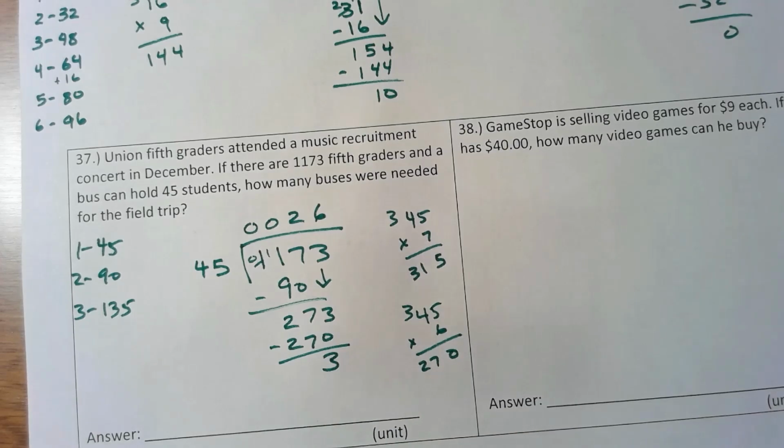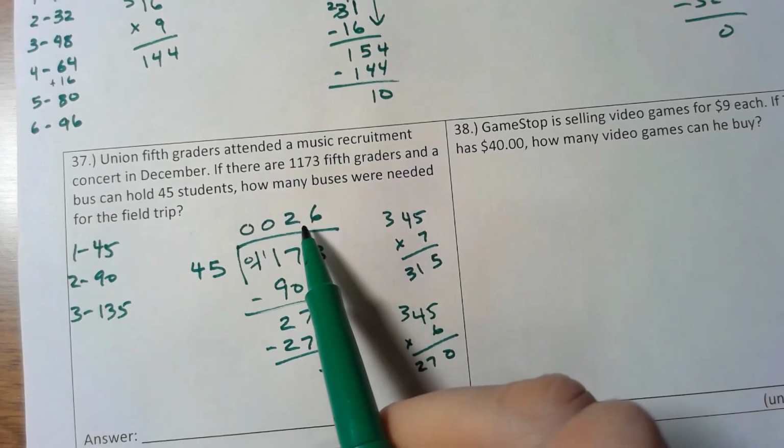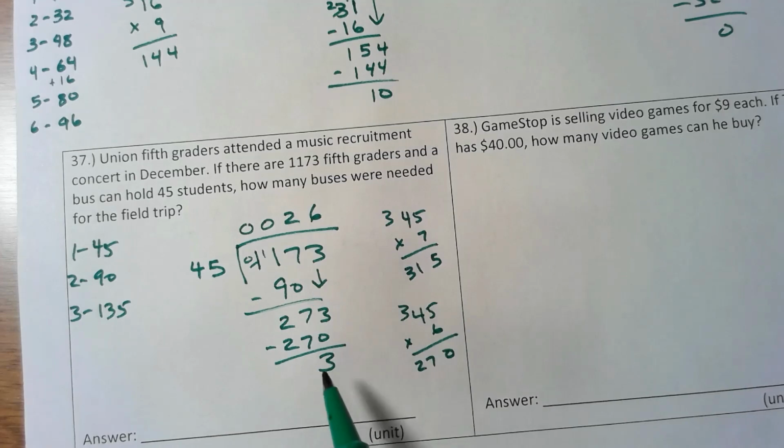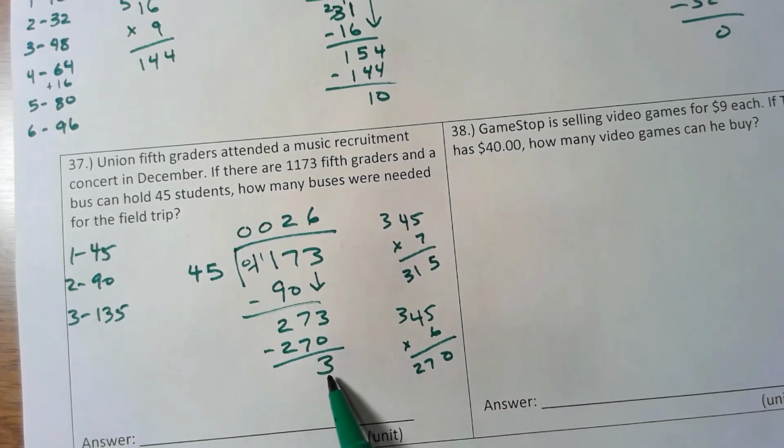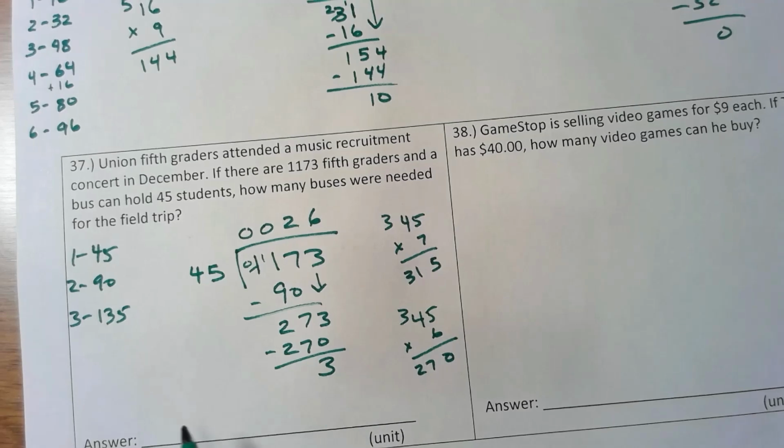Now the question says how many buses were needed. We know we need 26 buses, but we have 3 students who are left over. Those students need to go on this field trip, so we must round up to 27 buses.